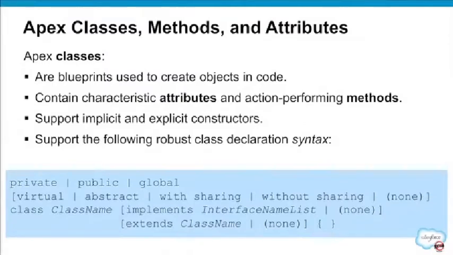So, Apex classes. Here's a lot of the keywords that go into declaring a class. You'll notice that we have a few access modifiers here: private, public, global. I'll talk about those in a second. Some of these probably look familiar, virtual and abstract, but with sharing and without sharing, we'll talk about those in a bit. We then declare our class name. It either implements an interface or many interfaces or extends a class.